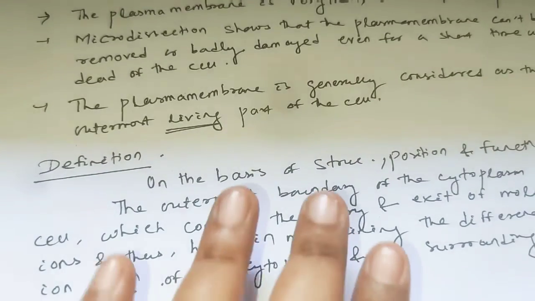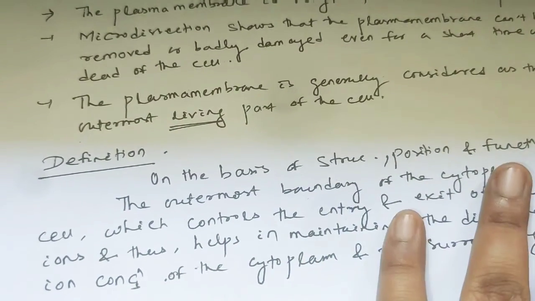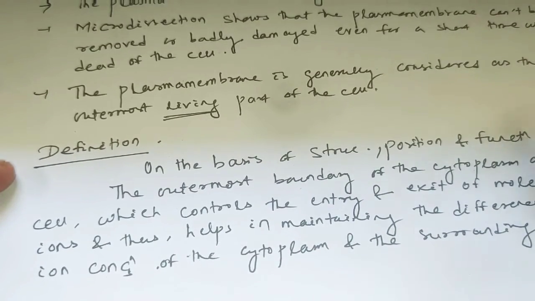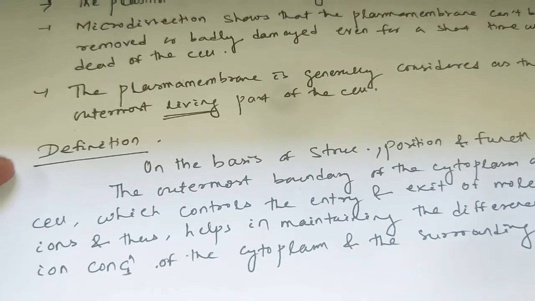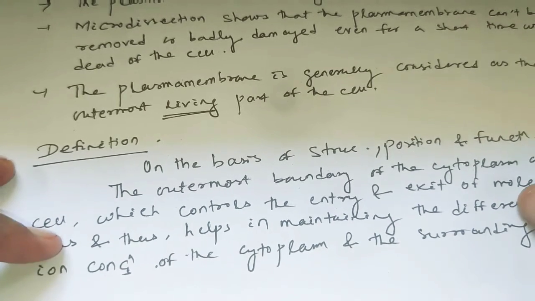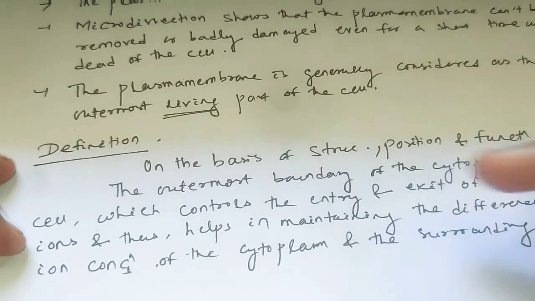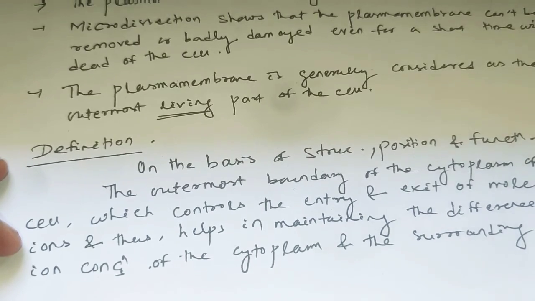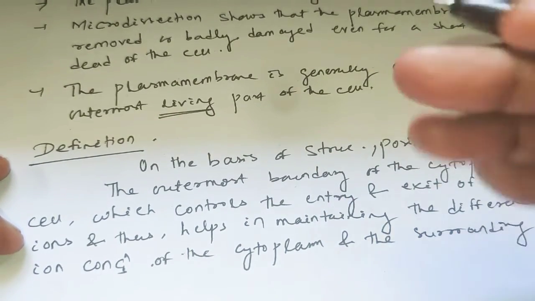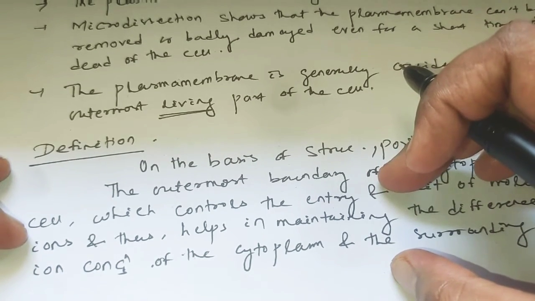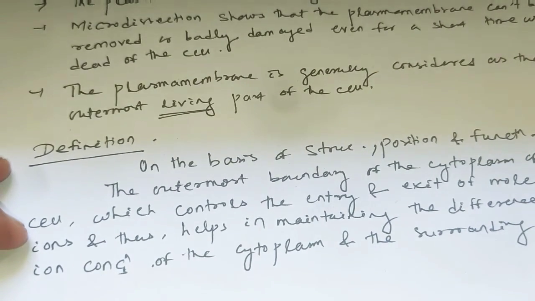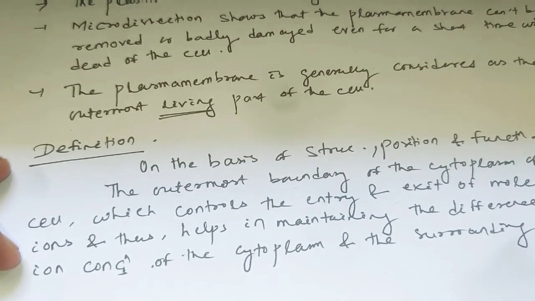So on the basis of structure, position and function, the plasma membrane is the outermost boundary or layer of the cell, which controls the entry and exit of molecules and ions. Because it controls this entry and exit, it also maintains the difference in ion concentration of the cytoplasm. Because the plasma membrane is semi-permeable in nature, it controls the entry and exit of molecules and ions. Only needed substances enter and exit.